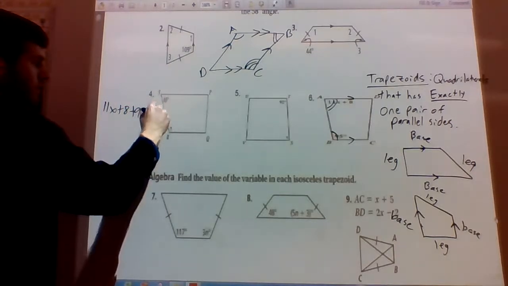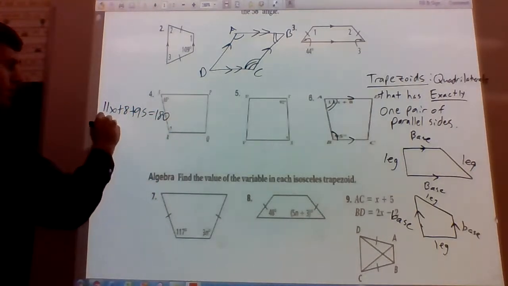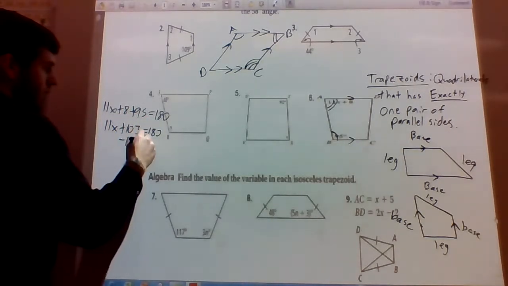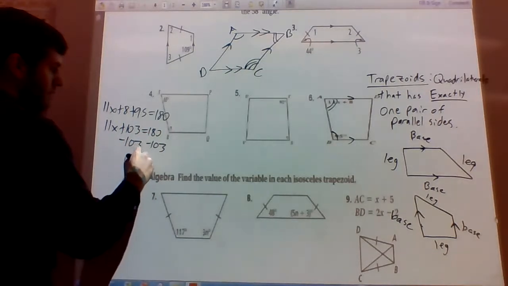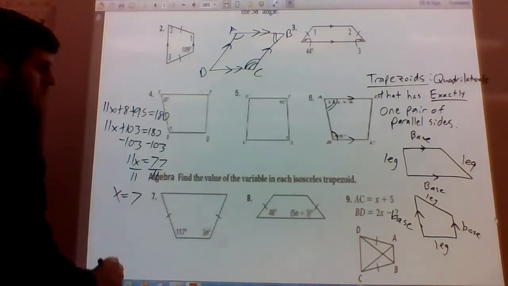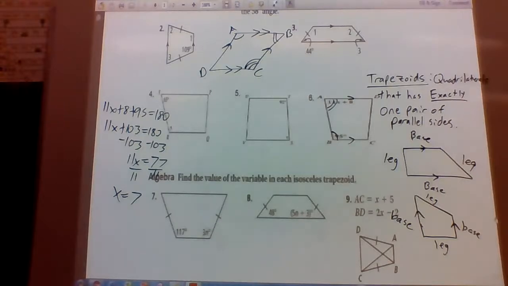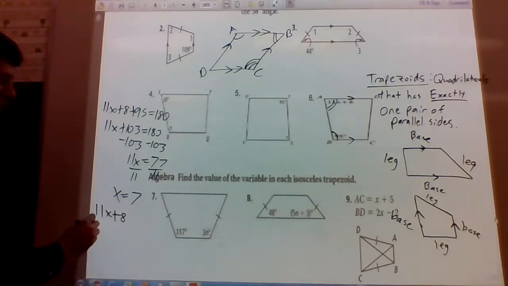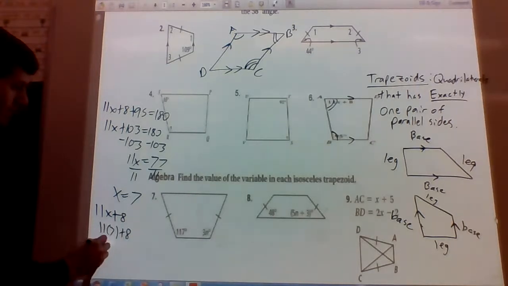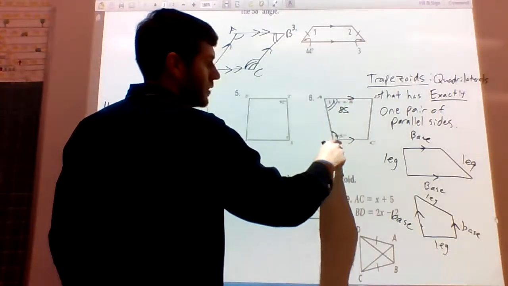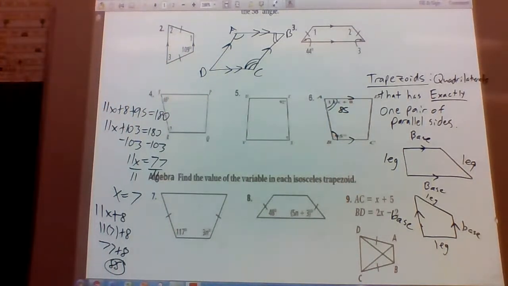So if we add them together, they're going to be 180. Combine like terms, 11x plus 103 equals 180. Subtract 103. We get 11x equals 77. Divide by 11. We get x equals 7. So if we plug it in, we have 11x plus 8. So 11 times 7 plus 8, that's 77 plus 8 is 85. We know 85 plus 95 is 180, so we know we have the right answer.